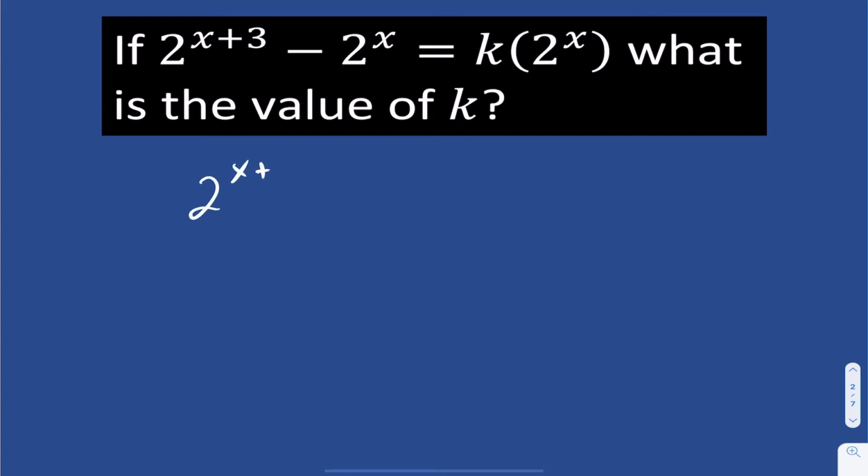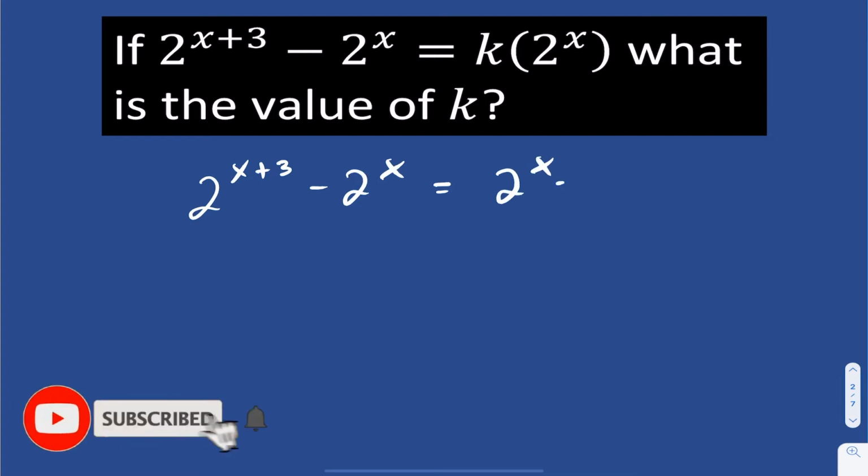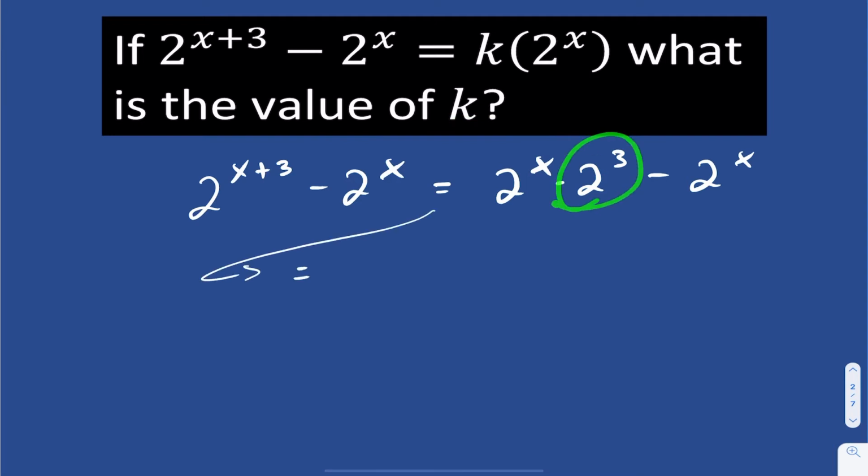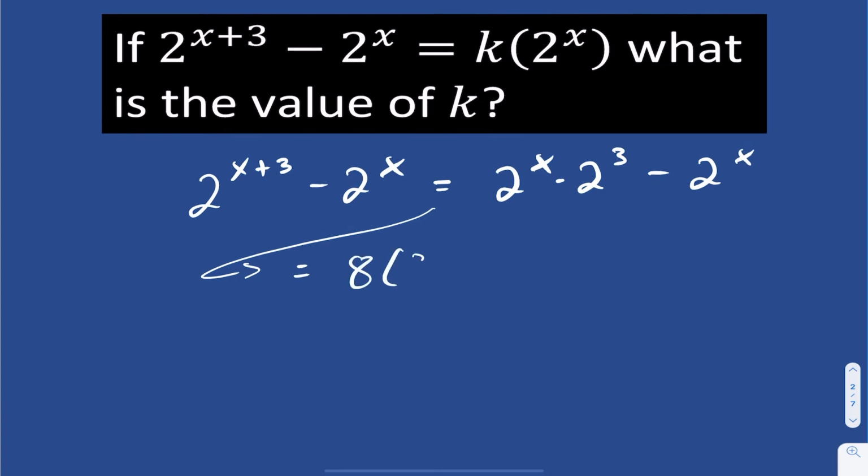Well, I know 2 to the x plus 3 minus 2 to the x I can rewrite as 2 to the x times 2 to the 3 minus 2 to the x. Again, the reason for that is when you multiply with the same base, you add those exponents together. So now, 2 to the power of 3 is 8. So that's really 8 times 2 to the power of x minus 1 times 2 to the power of x. Now, I have 8 of these minus 1 of these, which is going to leave me with 7 of these.